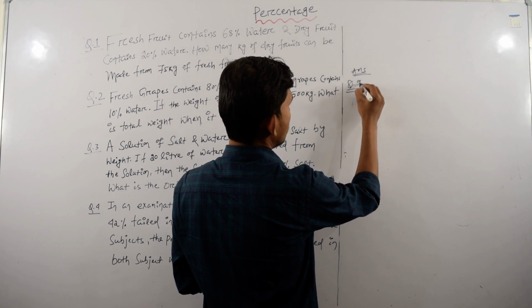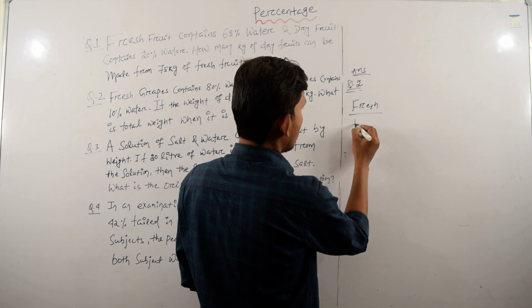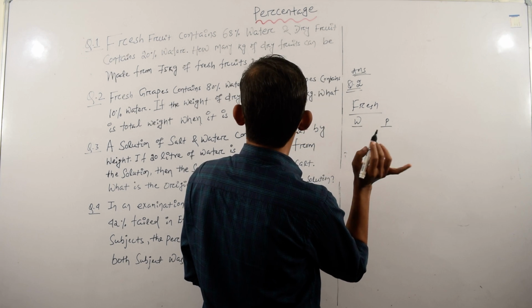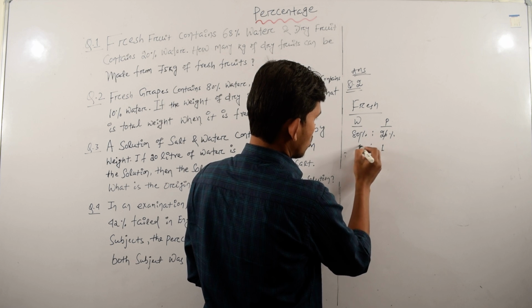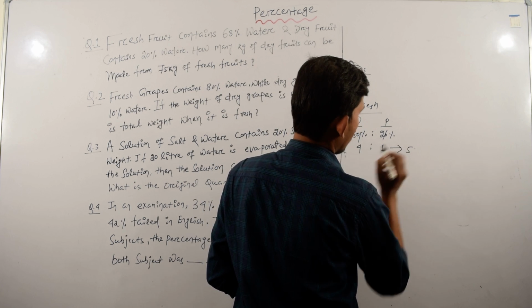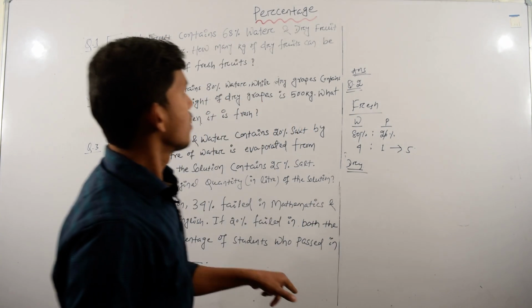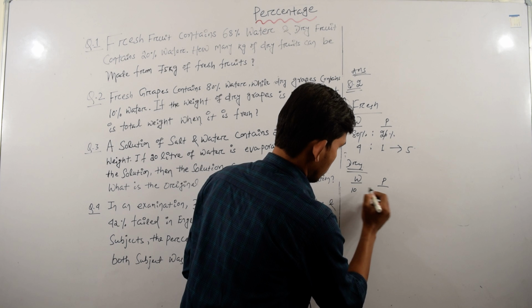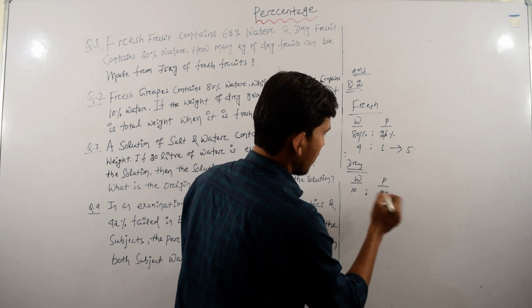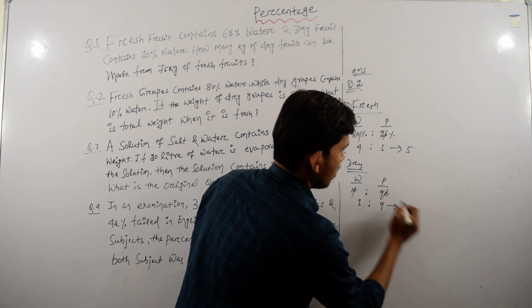The answer, question number 2. Okay, the fresh grape is very similar. The fresh grape, water and the pulp. Okay, the water is 80%, the pulp is 20%. If I am making the ratio, then this is 1:4. Okay, the total will be 5 parts. In dry grapes, when the grapes are dry, the water is 10%, the pulp is 90. Okay, dividing by 10, this is 1:9 and total is 10.